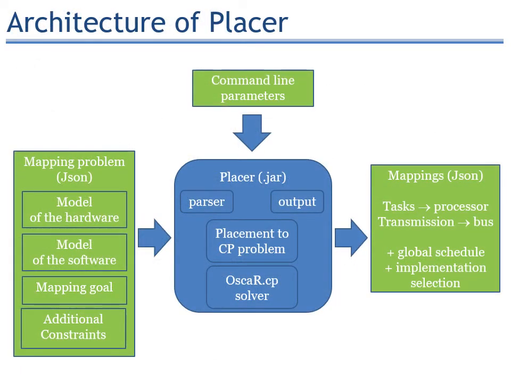This is the technical architecture of Placer. Placer itself is a jar file, so you need the Java environment to run it. It takes a single JSON file as input and has some command line parameters, and it generates everything. It's all put into a JSON file, and there is no other configuration to consider here. The input file includes the model of the hardware, the software, the mapping goal, and the additional constraints. The command line defines mostly search parameters such as the time limit and the kind of search engine you want to use, the search procedure. You can use pure CP or an LNS procedure, for instance. And the output is the mapping. Everything is defined in JSON format for simplicity and ease of integration.